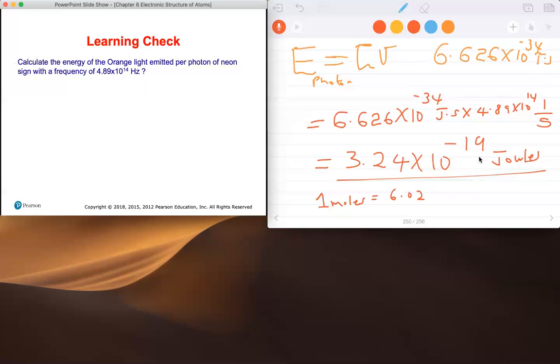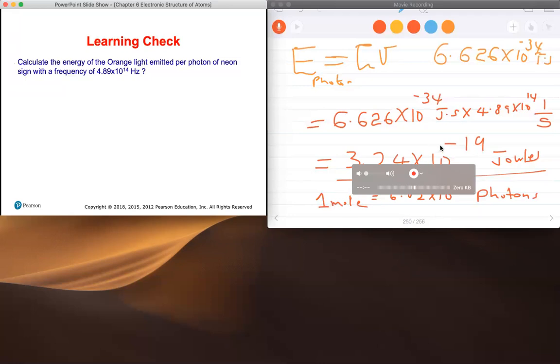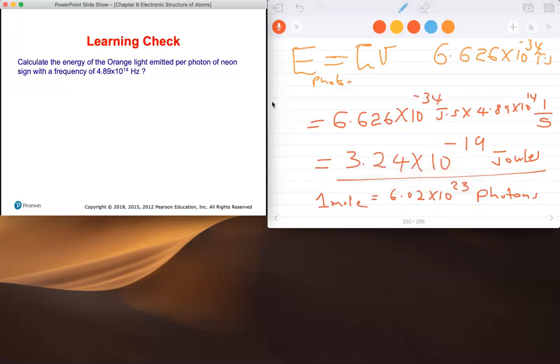Just in case, 1 mole equals 6.02 times 10 raised to 23. 1 mole of photons, that's what I meant to say. 1 mole equals 6.02 times 10 raised to 23 photons. So we will multiply that by Avogadro's number. This value here is for 1 photon.